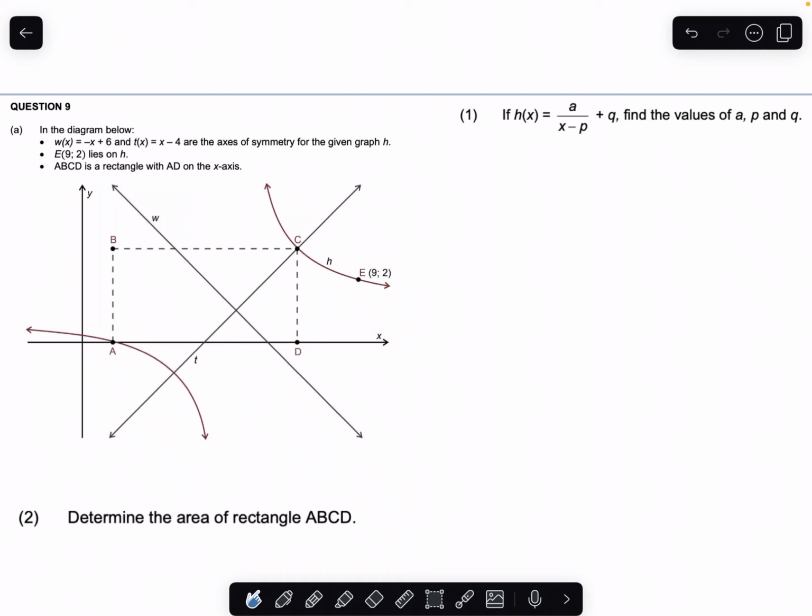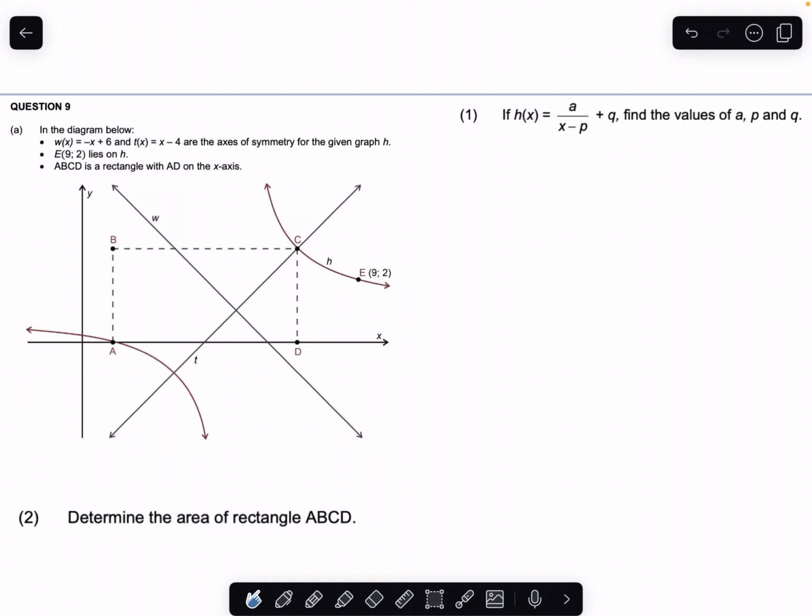We are looking at question 9a of IEB's November 2022 paper 1. In the diagram below, W(x) = -x + 6 and T(x) = x - 4 are the axes of symmetry for the given graph H, which looks like a hyperbola. The point E with coordinates (9, 2) lies on H. ABCD is a rectangle with AD on the x-axis.